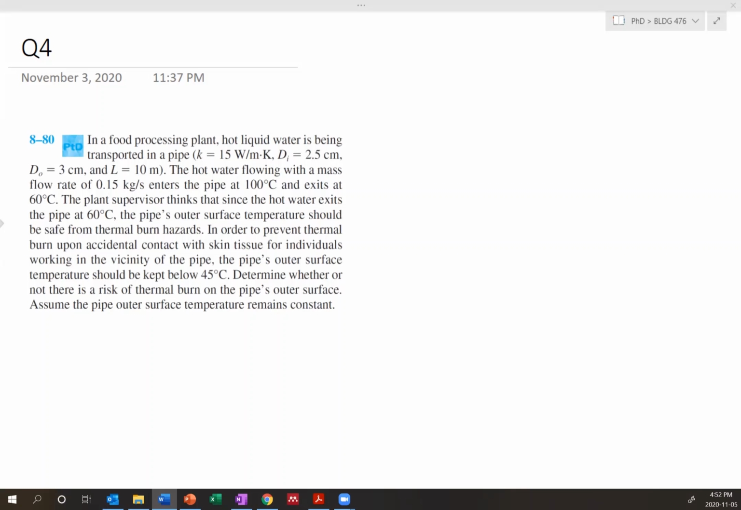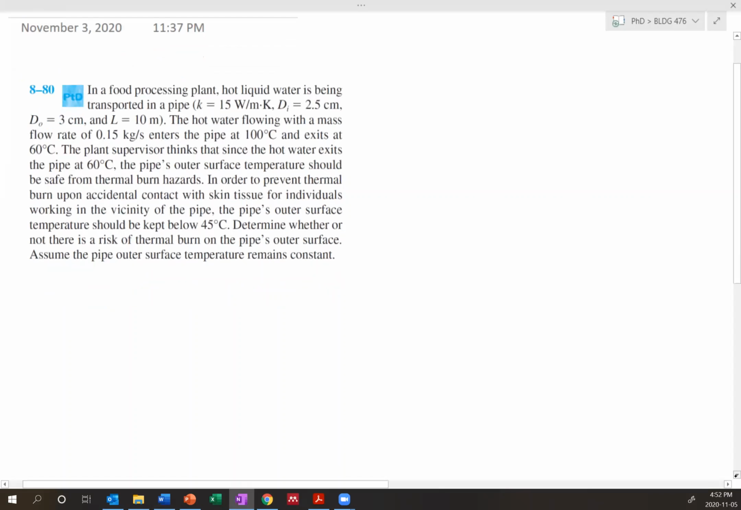So the plant supervisor thinks that since the hot water exits the pipe at 60 degrees Celsius, the pipe's outer surface temperature should be safe from thermal burns. In order to prevent thermal burns from an accidental contact, the outer surface has to be kept at around 45 degrees Celsius. So we're just trying to determine what that outer pipe temperature is going to be and if it's going to be more or less than 45 degrees Celsius.